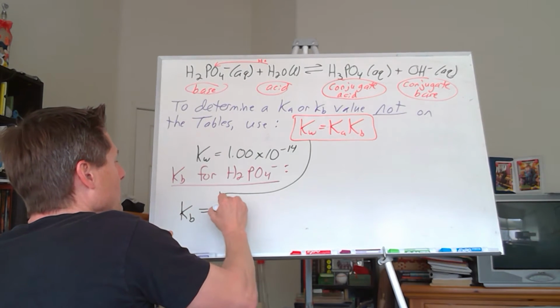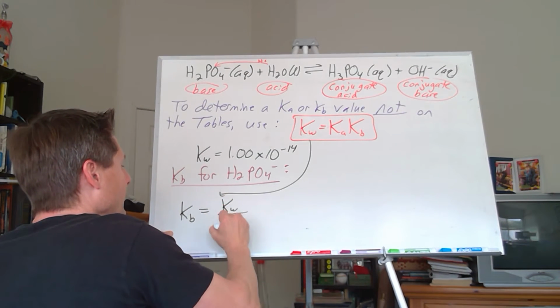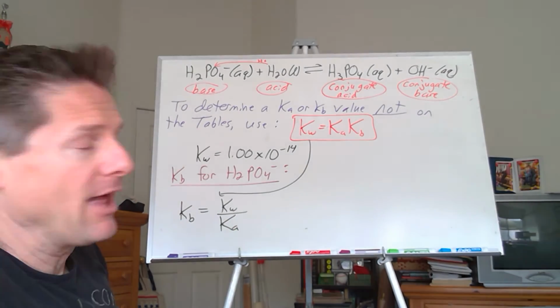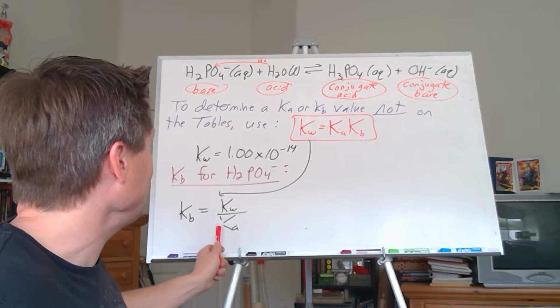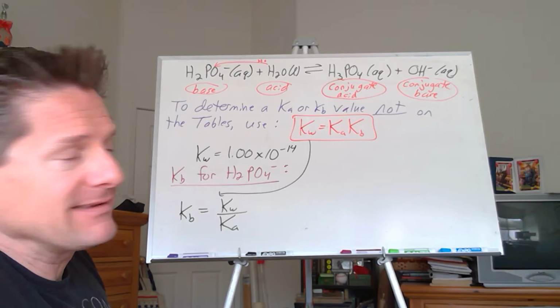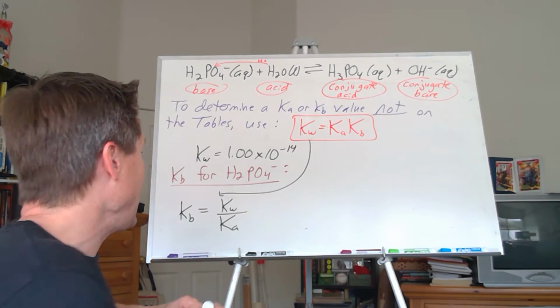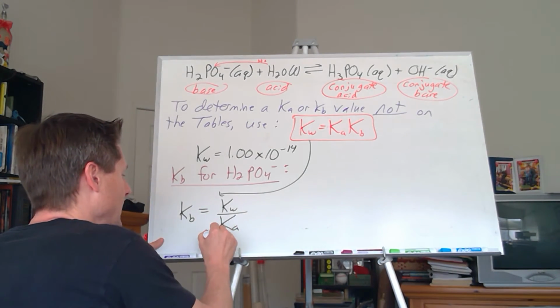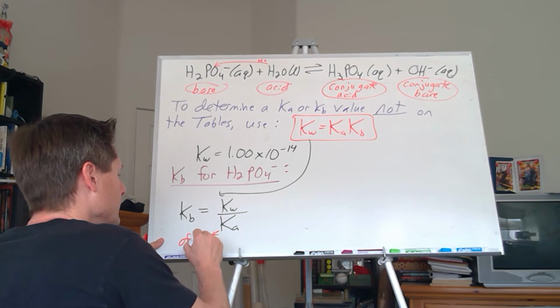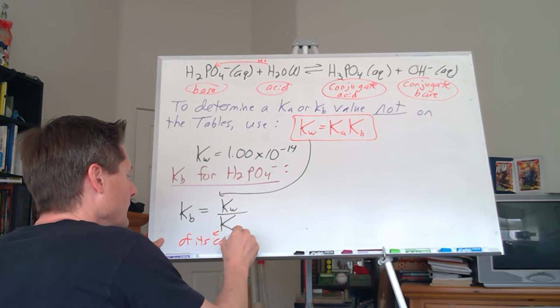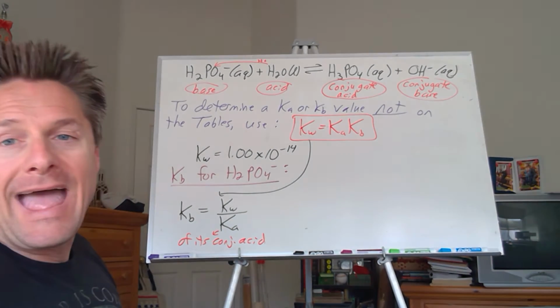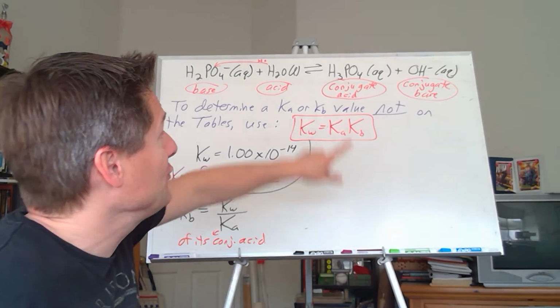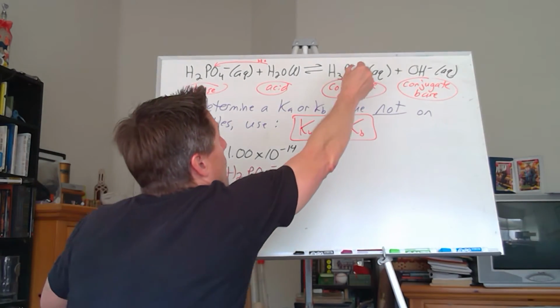Kb will be equal to Kw over Ka. Simple algebra. But the key is what Ka. Kw is just a constant. Kb we're solving for. What Ka? This is of the conjugate. That is the key. It's the conjugate acid right here. Boom.